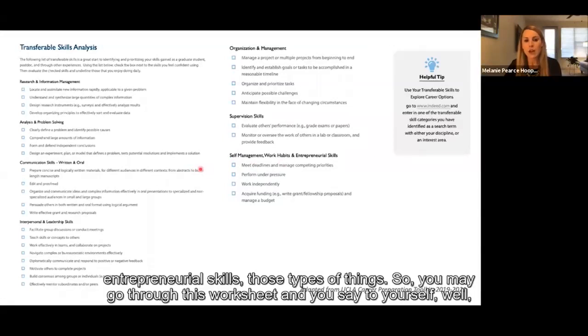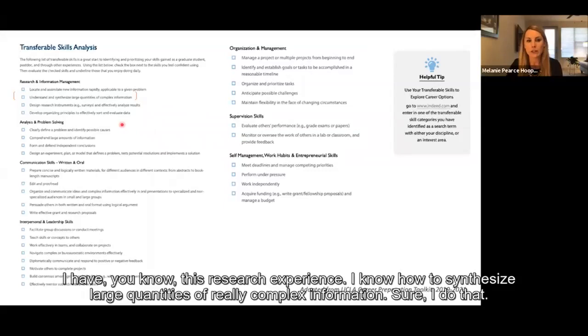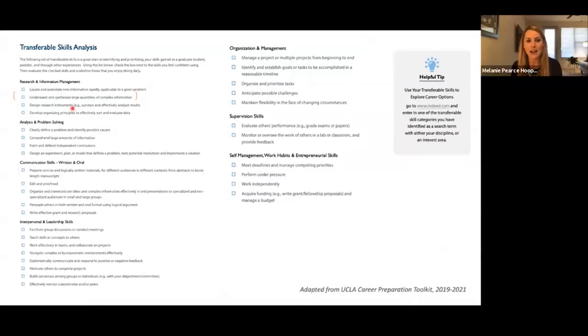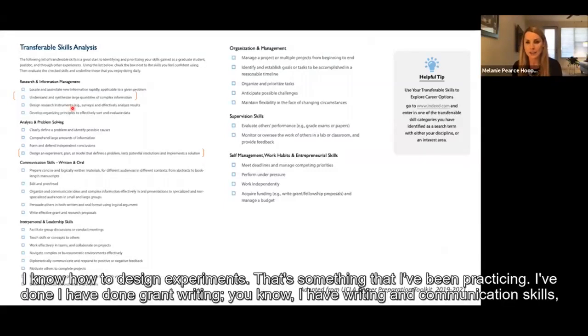So you may go through this worksheet and say to yourself, well, I have this research experience. I know how to synthesize large quantities of really complex information. Sure, I do that. I know how to design experiments. That's something that I've done.